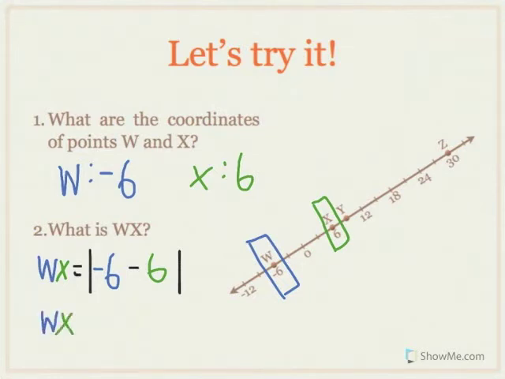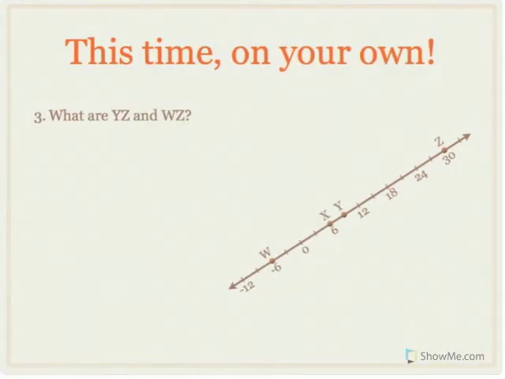WX, or the distance between W and X, is going to be the absolute value of, remember to add the opposite, so -6 plus -6 is -12. But the absolute value of any number is never negative. So the absolute value of negative 12 is a positive 12. WX, or the distance between W and X, is 12. This time, try it on your own. What are YZ and WZ? Press pause. When you have your answers, press play and check and see if you're correct.